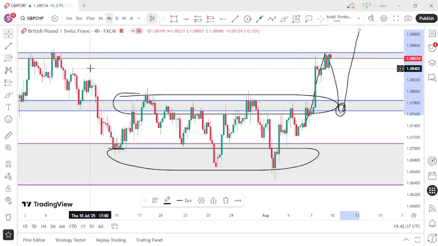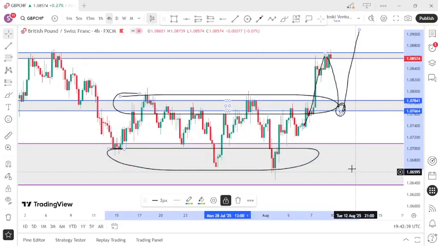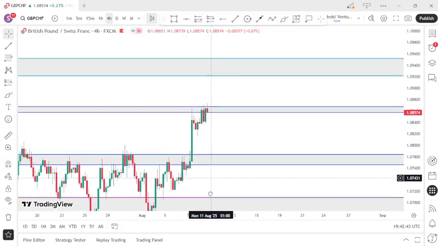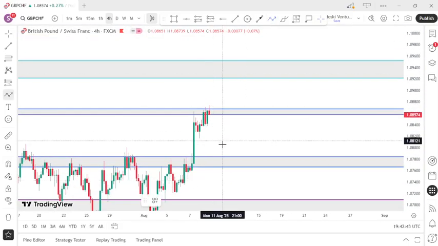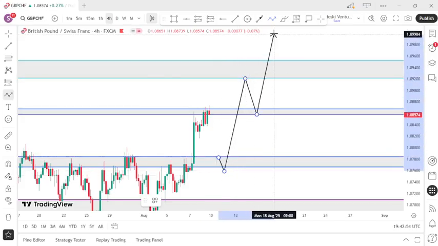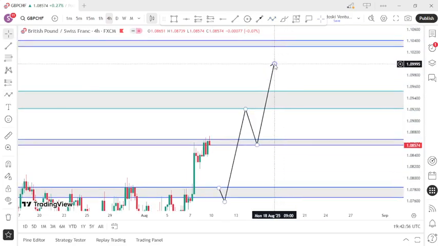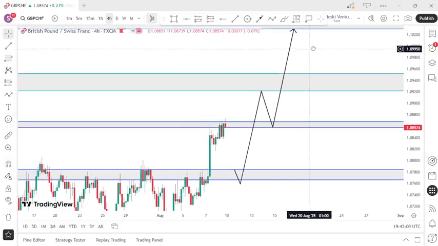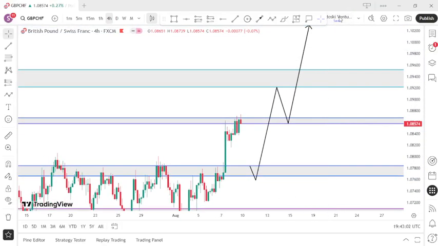So that's exactly how we are going to be picking the entry on GBPCHF. We are going to wait for price to come back for a retest, wait for a candle confirmation over here, then we buy all the way to the upside on GBPCHF. So that's it on GBPCHF. Let's move on to the next pair.